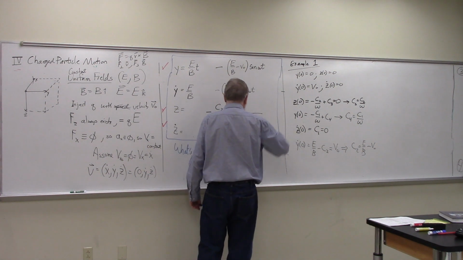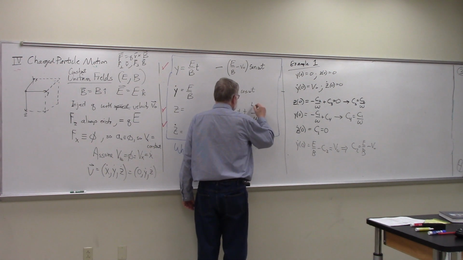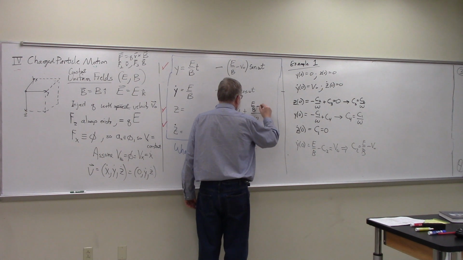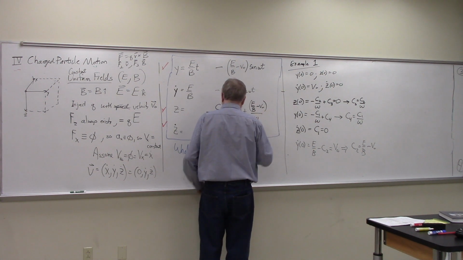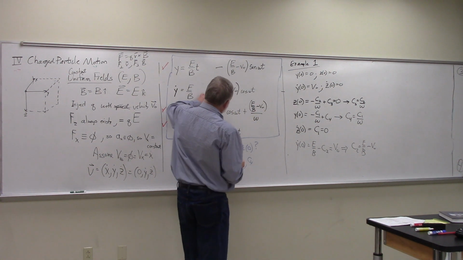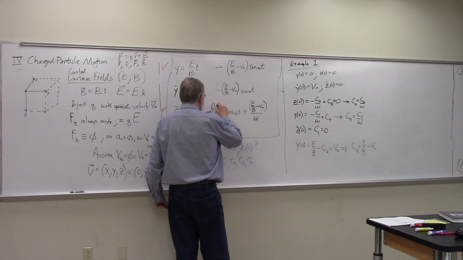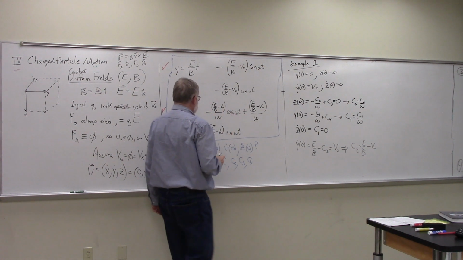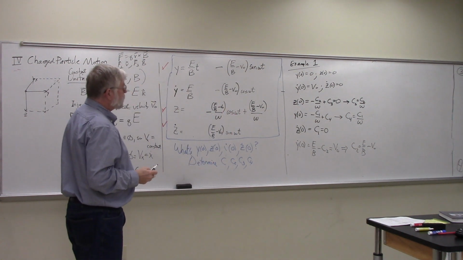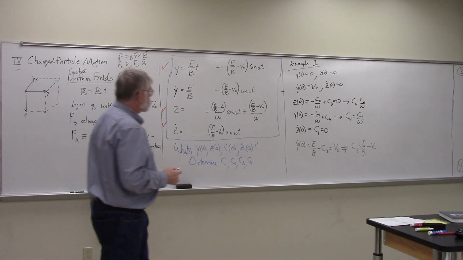C2 is E over B minus V0. And so we've gotten rid of all four constants, C1, C2, C3, and C4.